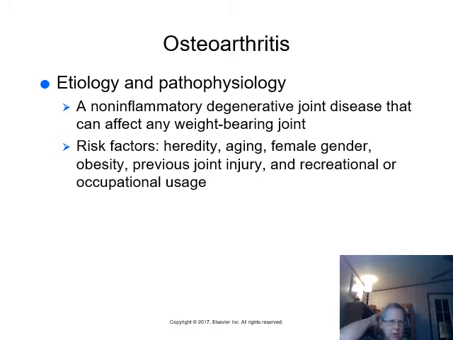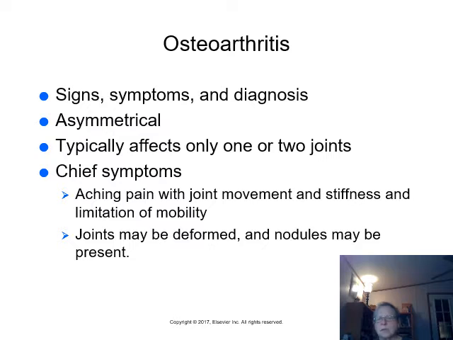The next one we're looking at is osteoarthritis, once again a non-inflammatory degenerative joint disease. Risk factors are heredity, age, being female, obesity, and previous joint injuries. Signs and symptoms: you'll definitely have discomfort, and usually the joint is breaking down.